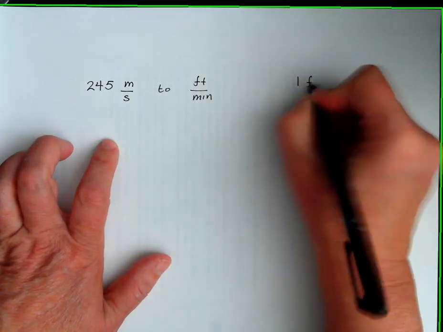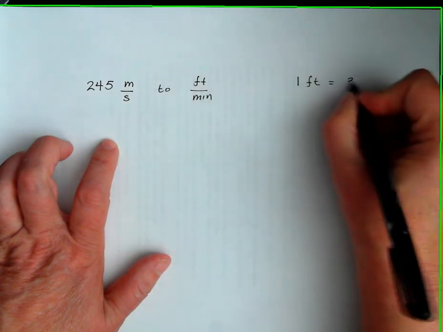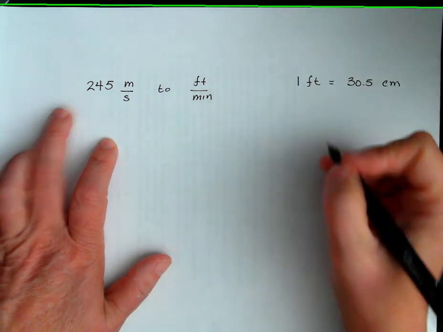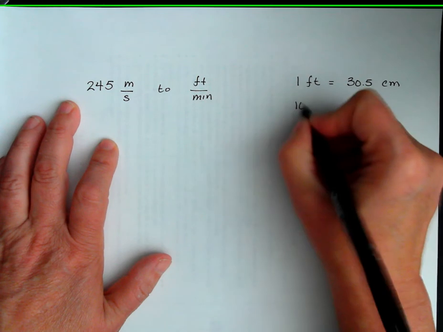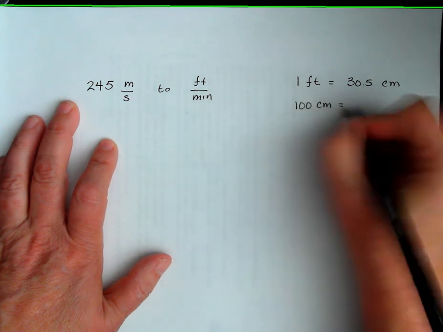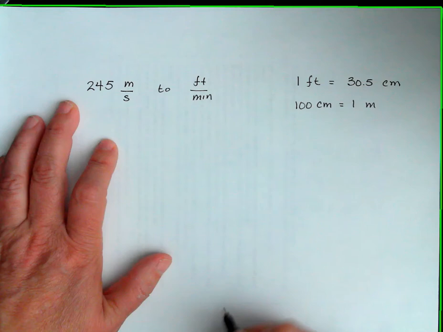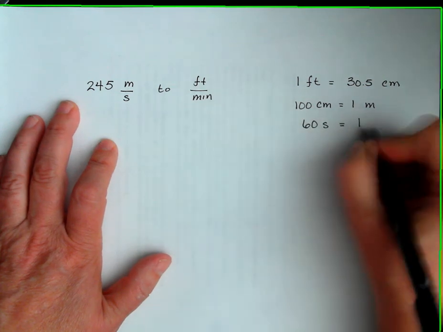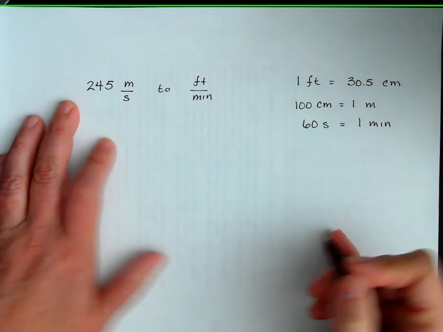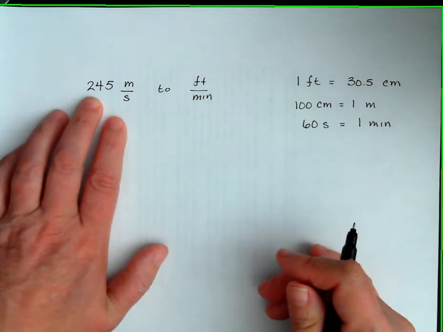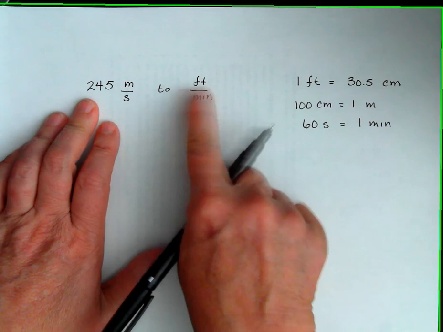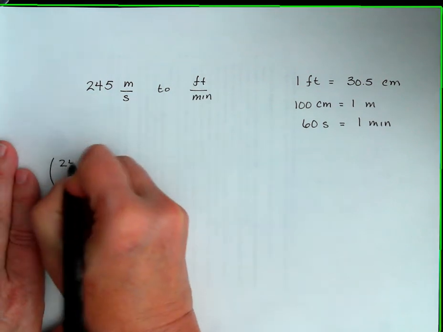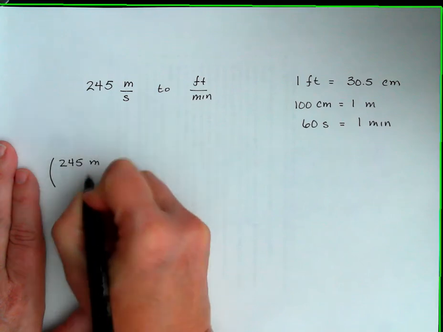1 foot is equal to 30.5 centimeters. I know that 100 centimeters is equal to 1 meter. And I know that 60 seconds is equal to 1 minute. So if I start out with 245 meters per second and I want to convert it to feet per minute, I'm going to go ahead and put my 245 meters per second.